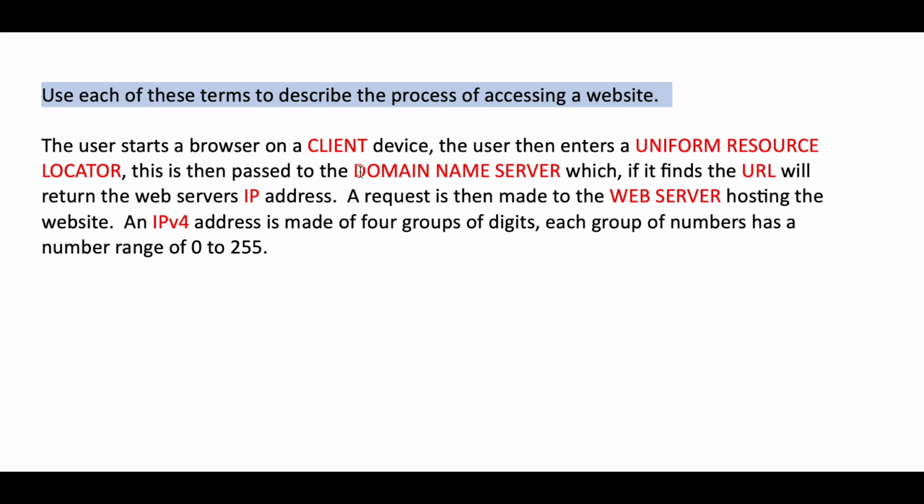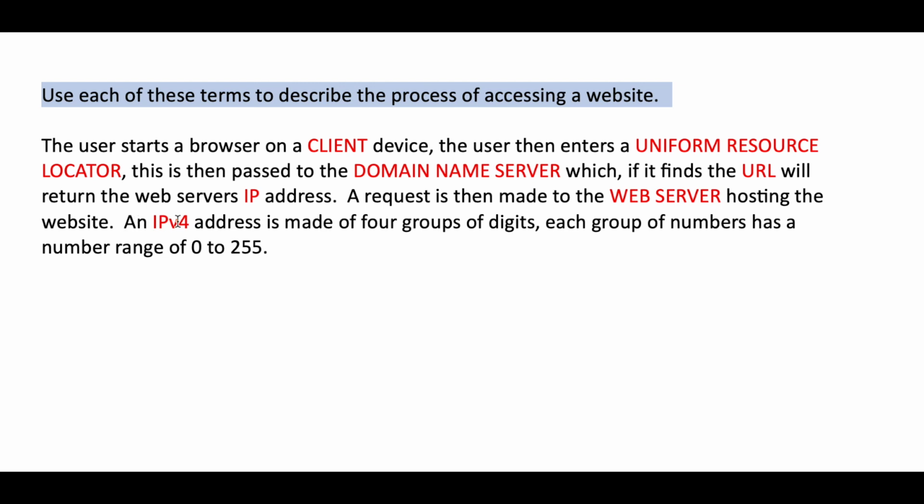That's then passed to the domain name server, which will look for that URL address in its table. And if it finds it, it will give the client the IP address for that web server. That means the client device can send a request to the web server which is hosting the website, and that will then allow the website contents, the web page, its images, its texts, to be transmitted back to the client for it to be rendered on the screen using their browser.